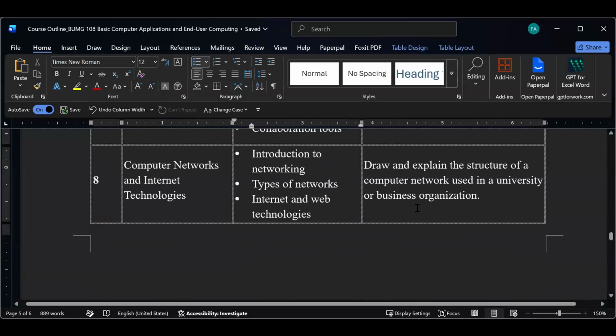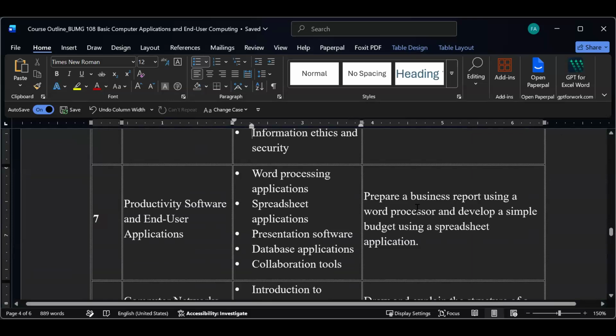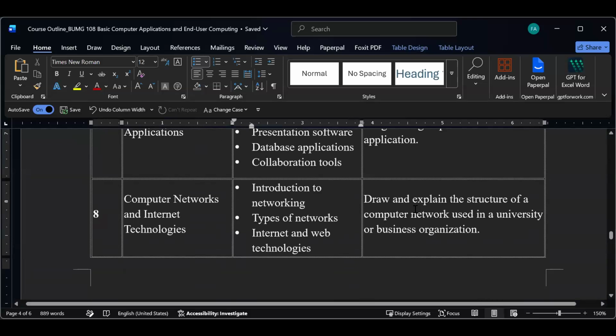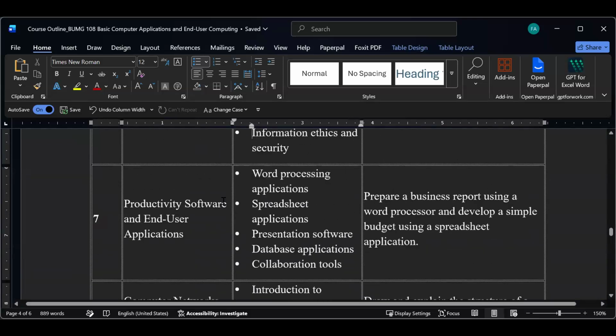And so our emails, computer network, that is computer network. So there you are preparing a report, right, at week 7. In week 8, we are looking at computer network and internet technology. So now you know how to use the applications.